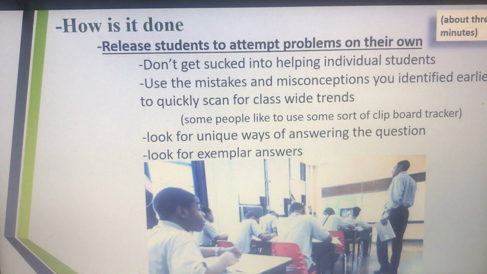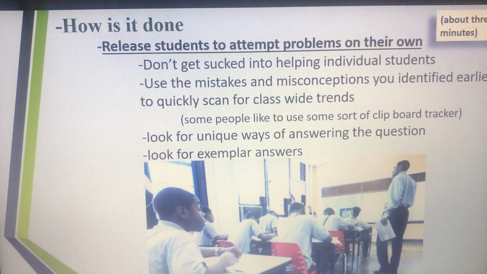You're going around, you're looking at student work, you're looking for common trends, right? Maybe I identified before that distributing a negative is going to be a problem, right? So as I'm going around, I'm specifically looking for those specific misconceptions. Did they distribute the negative correctly?